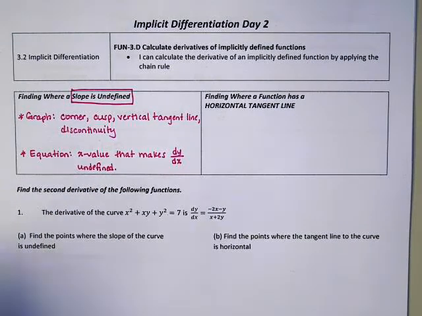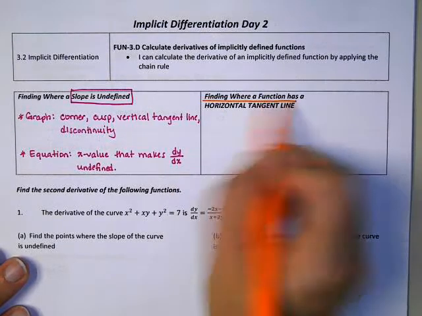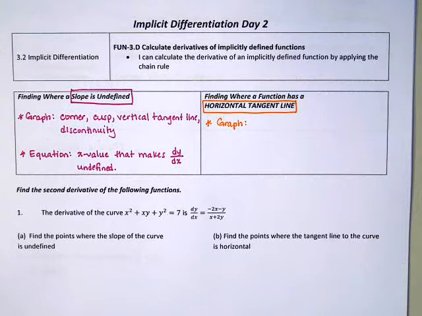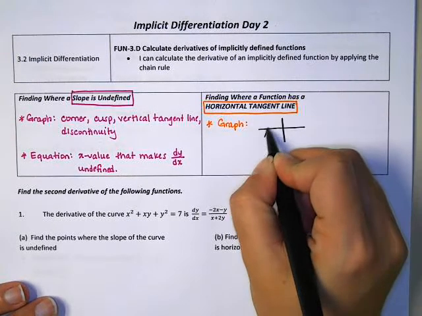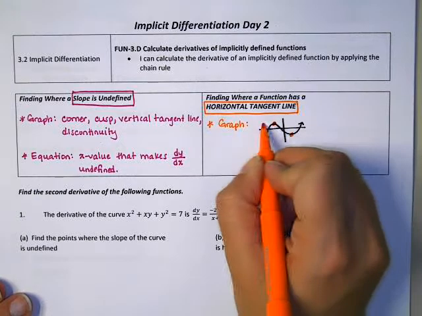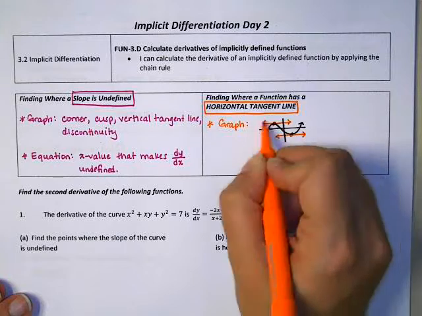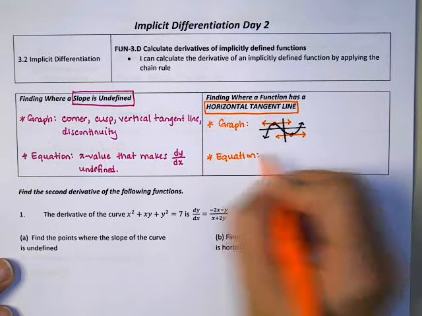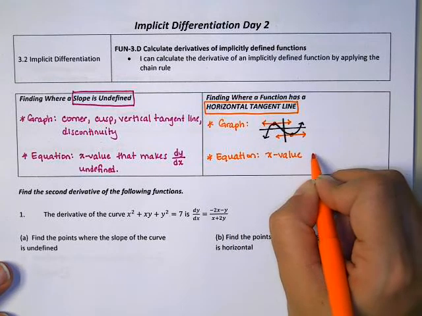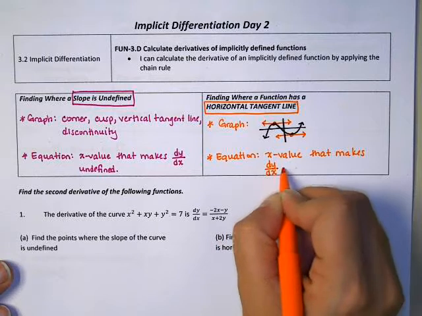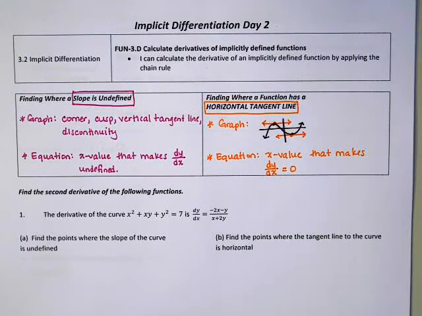Another big idea that we're going to be thinking about is where a function has a horizontal tangent line. So it's important to remember some interesting things about horizontal tangent lines. If you're thinking about a graph of a function, the tangent line will be horizontal. So let's pretend this is our function. The tangent line will be horizontal at the top and the bottom of a mountain or a valley, because that's the place where the tangent line would be flat. From an equation, a tangent line is going to be horizontal at an x value that makes the derivative equal to 0, because the slope of a horizontal line is 0.